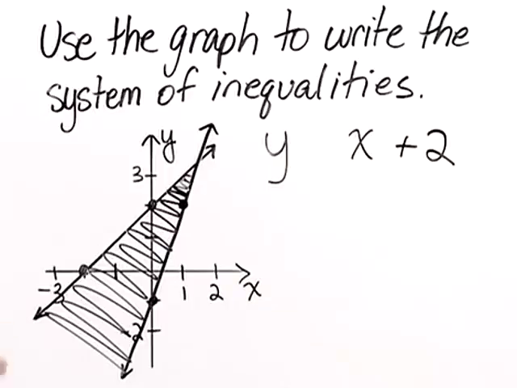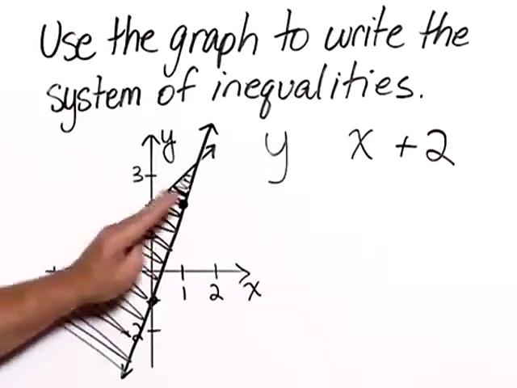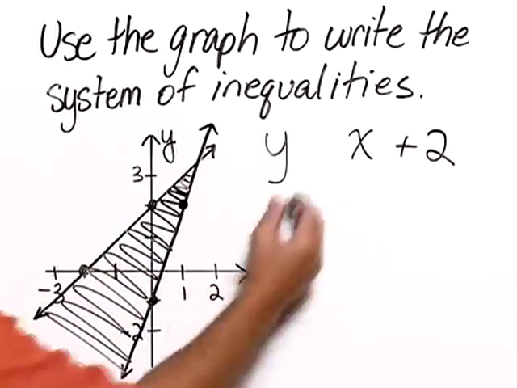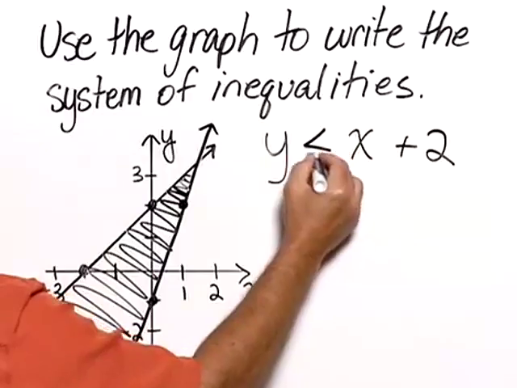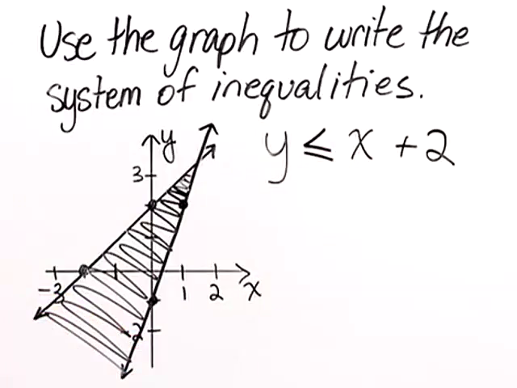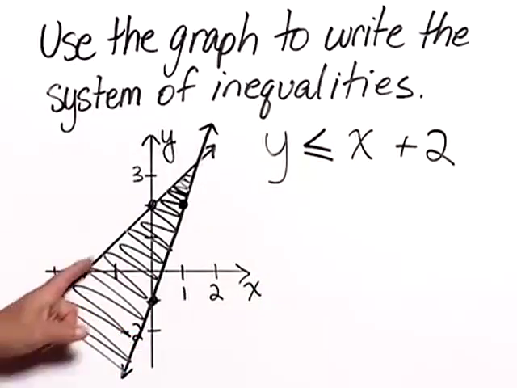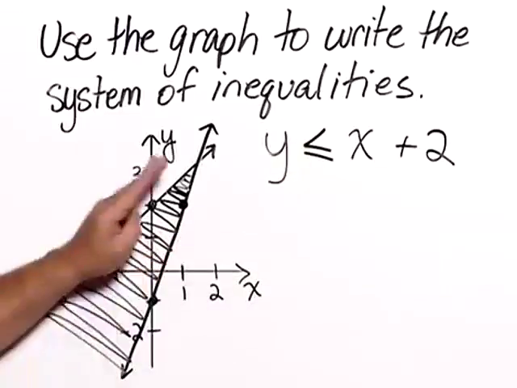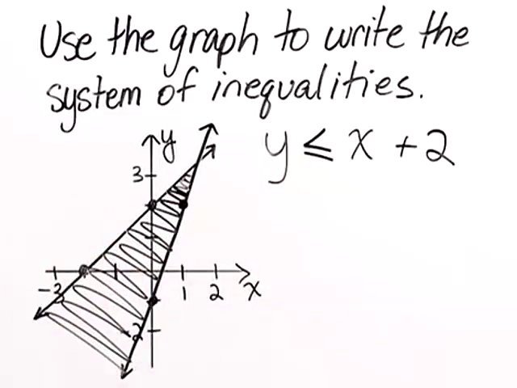Now, we want to shade below that line because that's what this shaded area shows us. And therefore, the inequality would be y is less than or equal to, because it's a solid line, we have the equal to, and it's less than because we've shaded below.